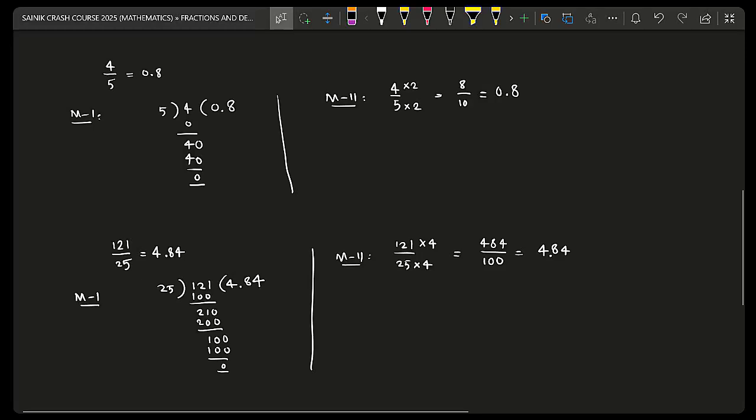Hundredth means 1 by 100. It's nothing but 10 square. So that's why we should check for 10 powers only. If the denominator is any other number other than 10, 100, etc., we must do division. There is no other process. But if the denominators are 10, 100, 1000, without doing division, directly from the numerator, we can write the decimal. I hope you understood.